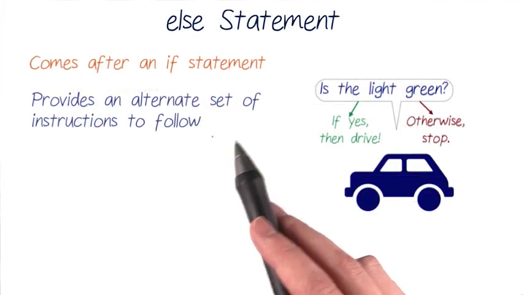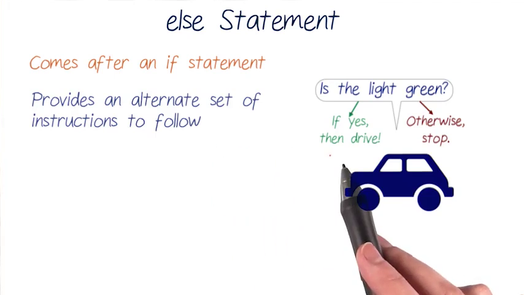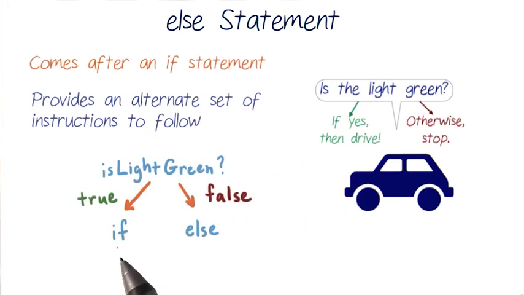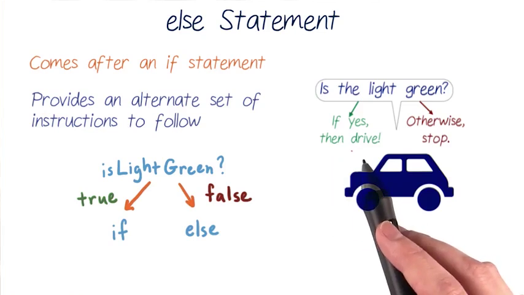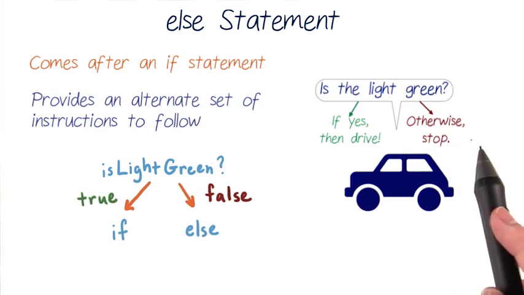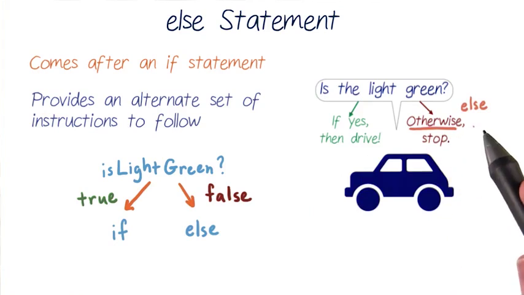An else statement can only come after an if statement, and it lets us provide an alternate set of instructions to follow for when the if test condition is not met. Using these together is called an if-else statement, and it gives two possible decision pathways for our computer to take. And actually, the if-else statement is often compared to how humans make decisions. Like in this case, I might describe our driving decision as, if the light is green, I'll drive, otherwise I'll stop. And an else statement is the code equivalent of saying otherwise.